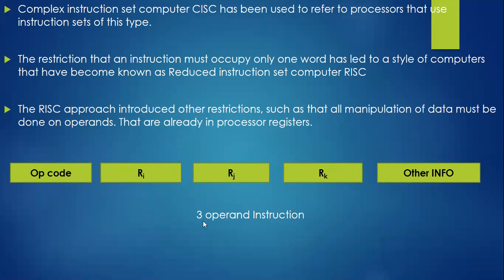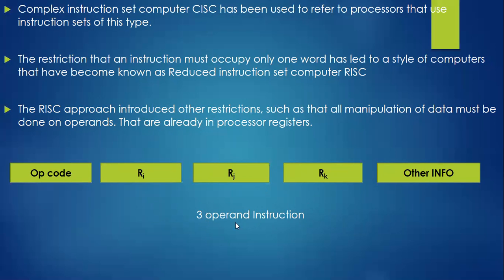So here we are representing a three operand instruction. Opcode 8-bit, RI 4-bit, RJ 4-bit, RK 4-bit. Total how much? 4, 4, 4, that is 12. 12 plus 8, exactly 20. So what am I left with? I am left with 12, exactly. So plus 3, plus 3, plus 3 is also possible. Or else those 12 bits I can provide for other information.